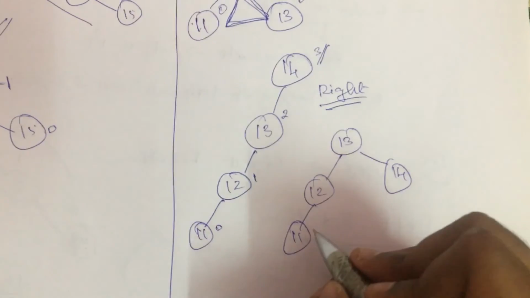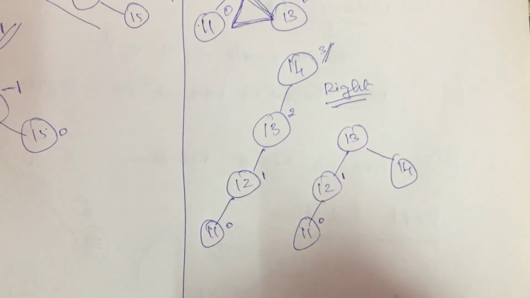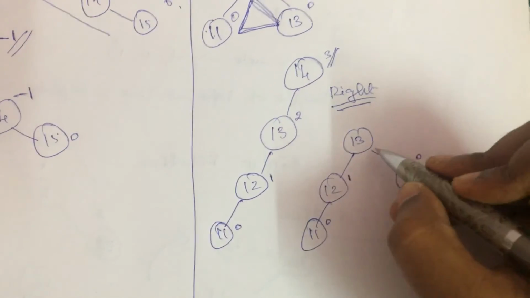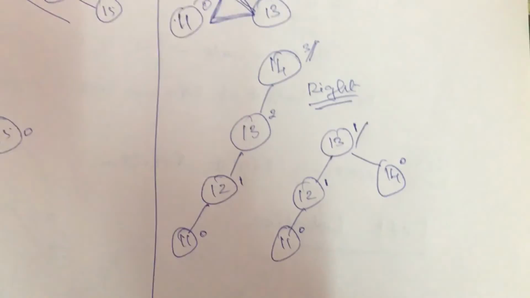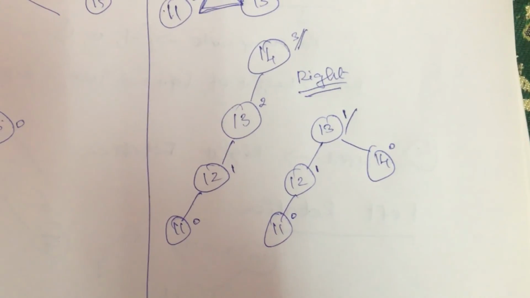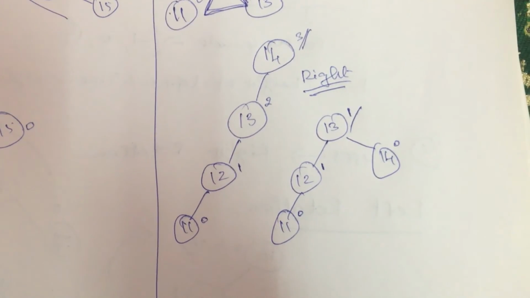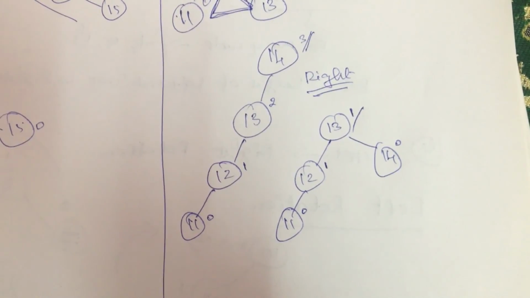So now if I try to find the balance factors, for 11 it is 0, for 12 it will be 1, for 14 it will be 0, and for 13, right? So 2 minus 1, it is going to be 1 itself. So why is it 2? Because the left subtree height is 2 and the right subtree height is 1. So 2 minus 1, I'll get 1 itself. So now I can say the tree is in a balanced form.